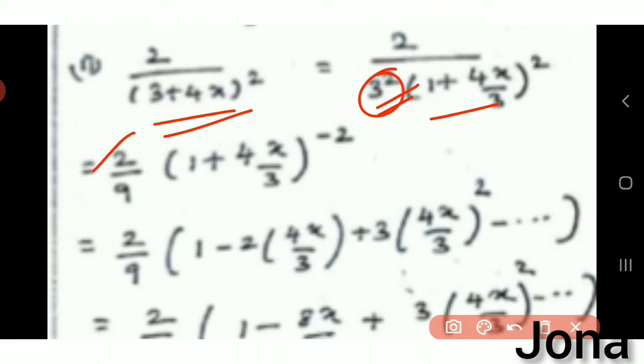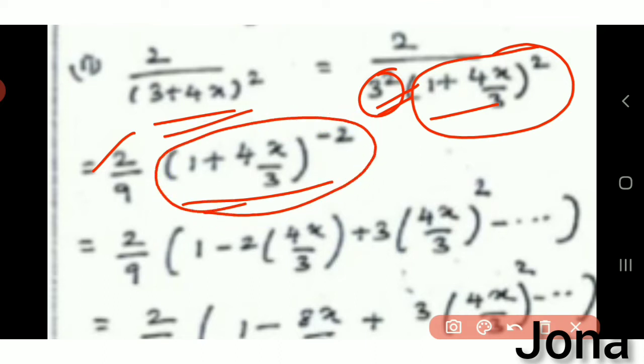So we can write this as 2 by 9 here, and then we can take this to the numerator as (1 plus 4x by 3) whole power minus 2. Now we have the binomial expansion for (1 plus x) the whole power minus 2. So we want to extend here: 1 minus 2 into 4x by 3 plus 3 into (4x by 3) the whole square minus x square. Then we want to simplify this.